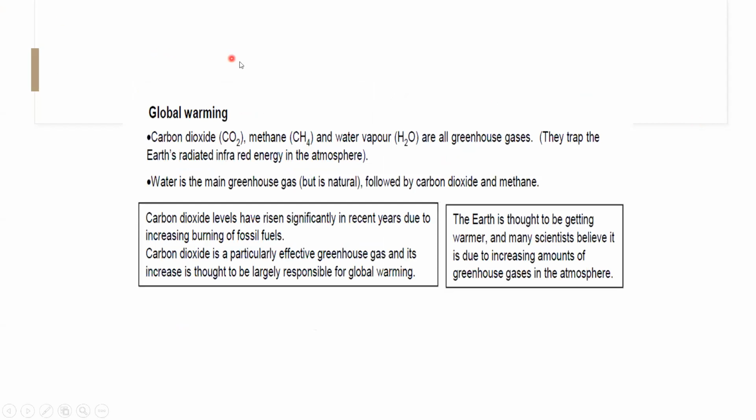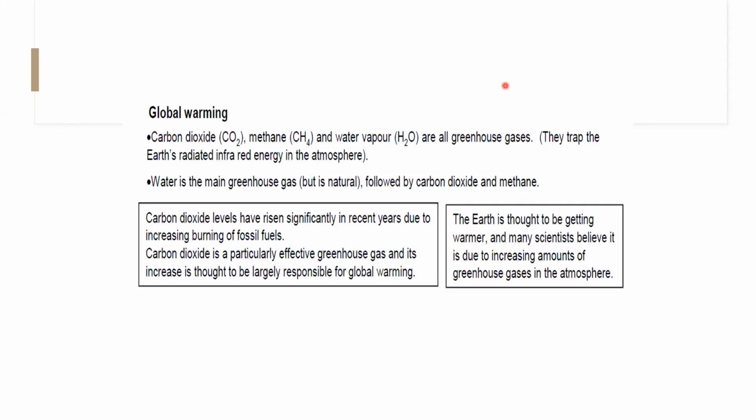Global warming, what happened? The average temperature of the earth is rising due to certain gases which have a greater tendency to absorb infrared radiation in the atmosphere, such as carbon dioxide, methane, and water vapor. These are all greenhouse gases.